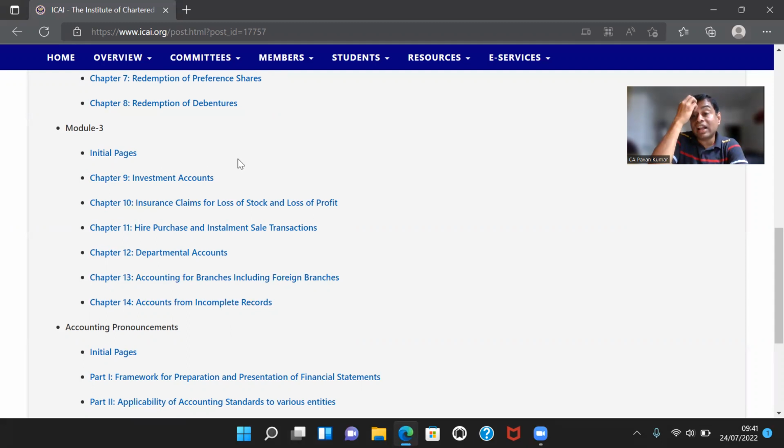Next, coming from chapter 9, let us start with module 3 from the beginning. Investment accounts, which is a very easy thing. Accounting Standard 13, we will see here. Very, very easy accounting. Many lecturers start classes with investment accounts because it is easy. Then insurance claims for loss of stock or loss of profit. This is also easy accounting. Maybe students will have a little difficulty at the end of the chapter, with the complicated problems, but absolutely no worries. Close your eyes, I'll take you through.